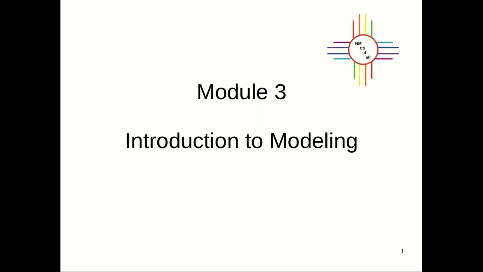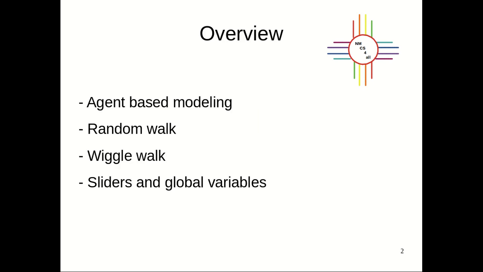This is the video for the third module in CS for All, covering an introduction to modeling. The topics covered will be an introduction to agent-based modeling, the ways to use random walk and wiggle walk in models, and finally, how sliders can control global variables.